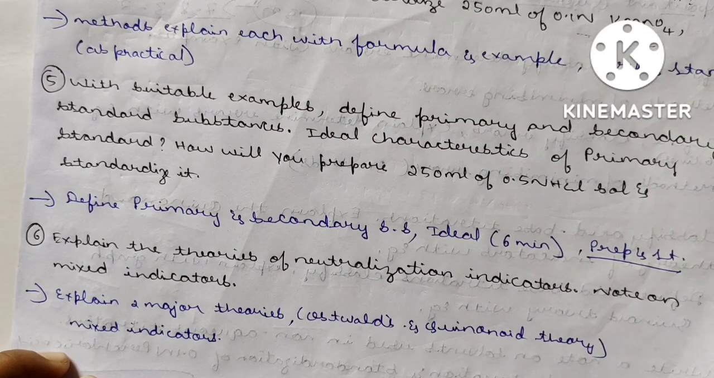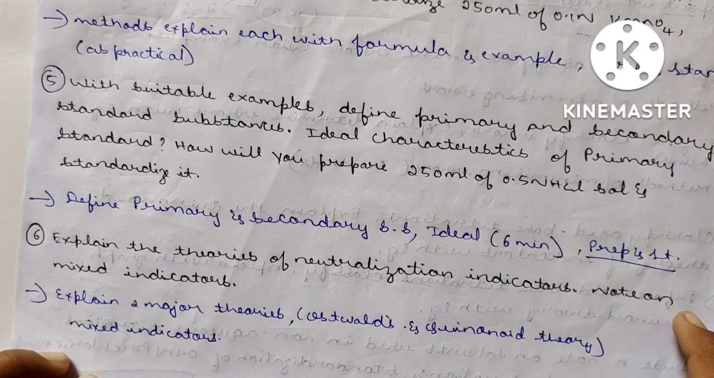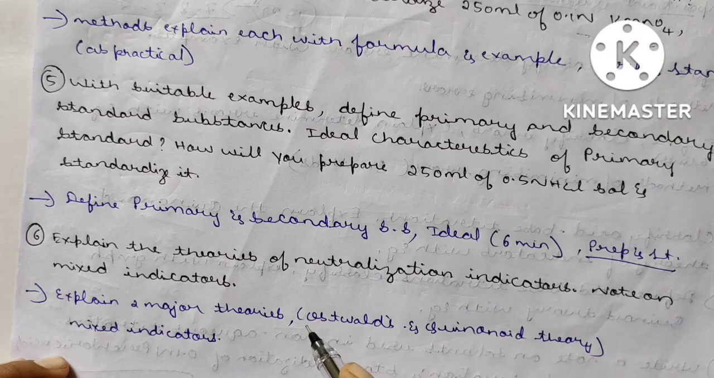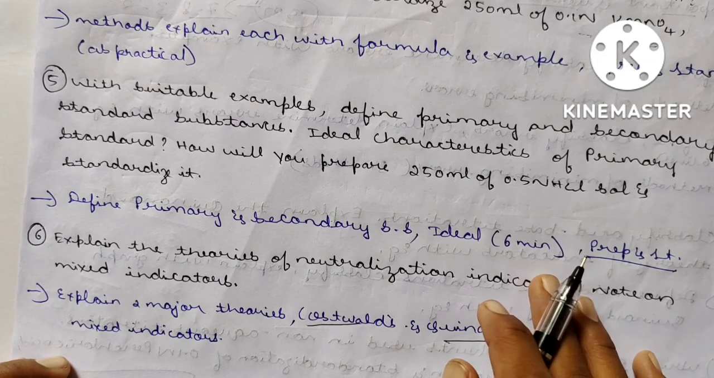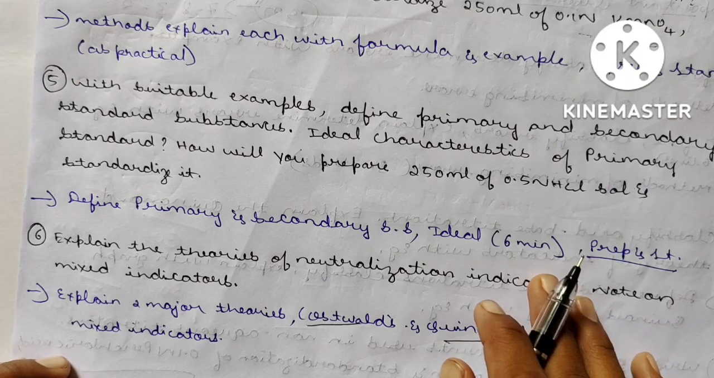Then the seventh one is: explain the theories of neutralization indicators, and write a note on mixed indicators. See here, they have asked about theories of neutralization indicators. Major two theories are there: one is Ostwald theory and the other is Quinonoid theory. We discussed Quinonoid theory in our previous question. Here you have to explain Ostwald theory and Quinonoid theory. Quinonoid theory means, very simple, what he says is that the change of color is due to the structure. You write that and give some examples.